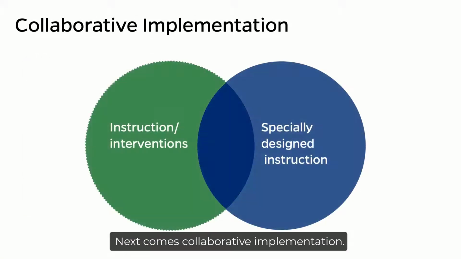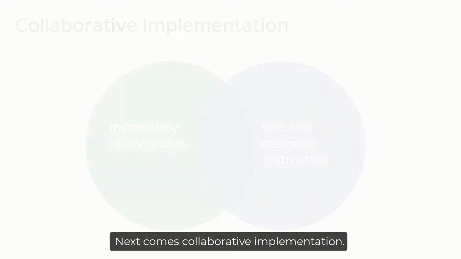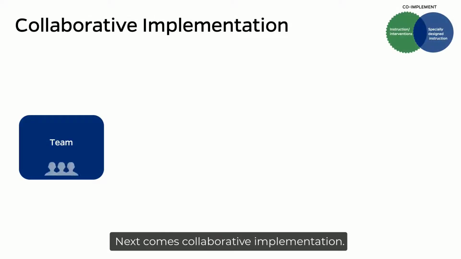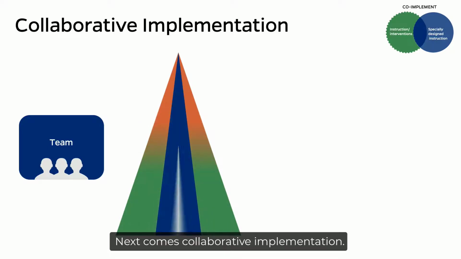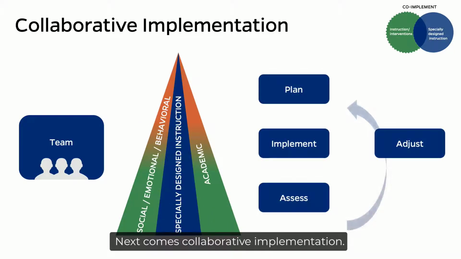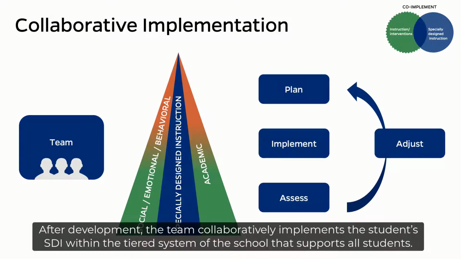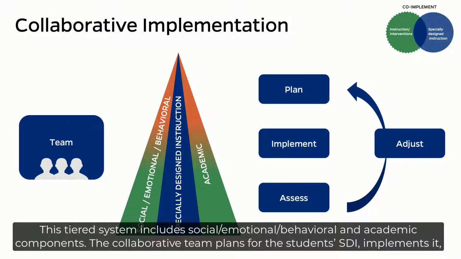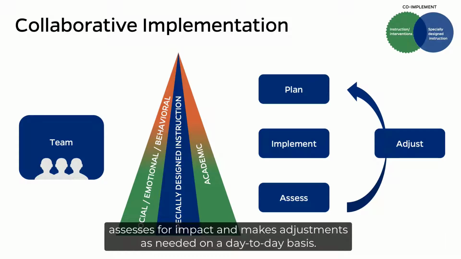Next comes collaborative implementation. After development, the team collaboratively implements the student's SDI within the tiered system of the school that supports all students. This tiered system includes social, emotional, behavioral, and academic components. The collaborative team plans for the student's SDI, implements it, assesses for impact, and makes adjustments as needed on a day-to-day basis.